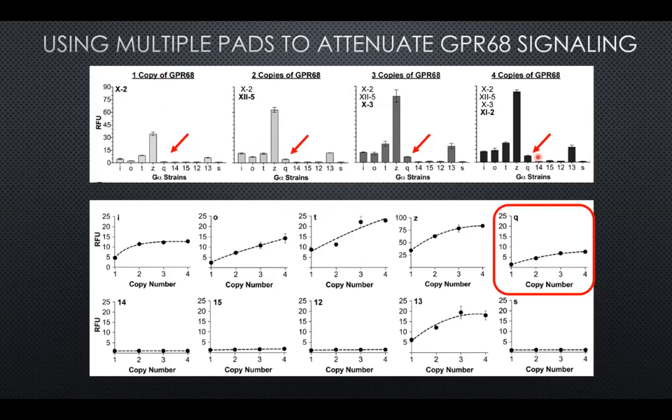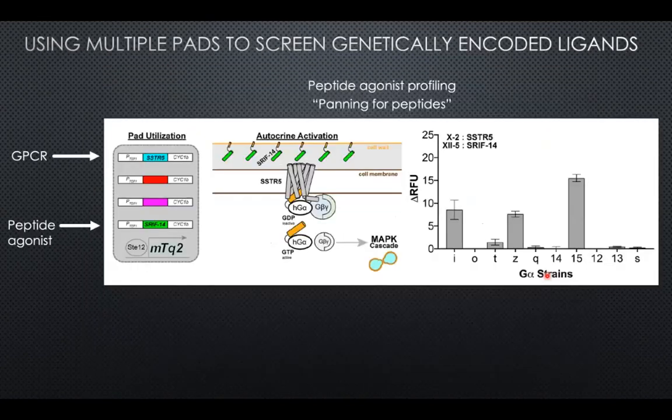Why am I picking on Q? Well, GPR68 is known to couple to G-alpha Q. So the fact that it wasn't coupling to G-alpha Q when only 1 copy was present, and it was coupling when more than 1 copy of GPR68 was present, was just showing us that we were titrating this interaction by including more copies and utilizing those 4 pads.